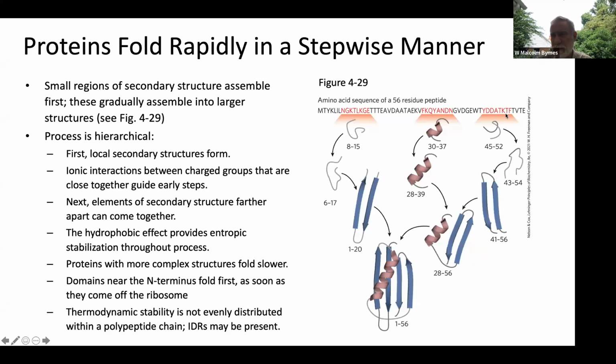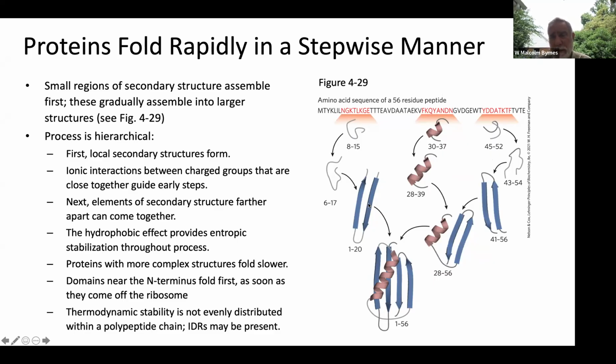peptide sequence folding locally. So this one here between residues 8 and 15 is folding into a hairpin, a pair of beta strands connected by a beta turn. This middle segment is folding into an alpha helix. And this third segment here locally is folding into another hairpin.